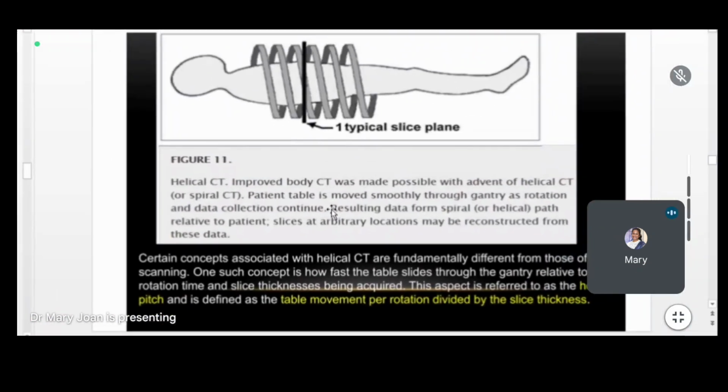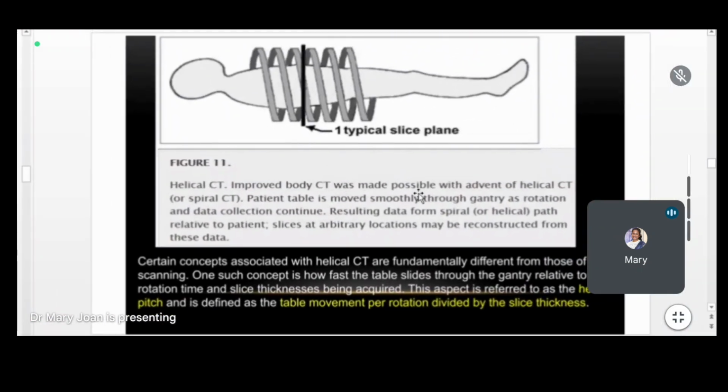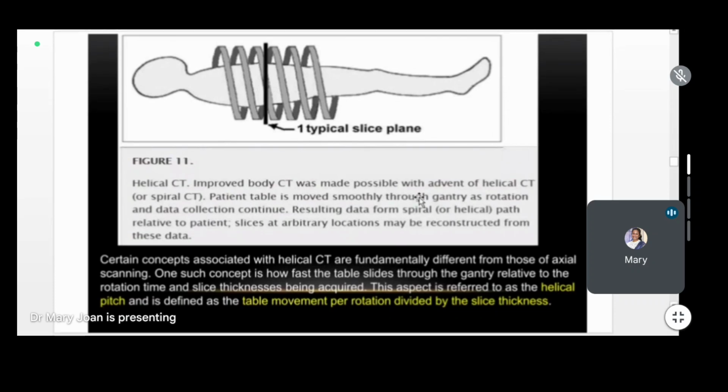In helical CT, improved body CT was made possible with the advent of helical CT. The patient table is moved smoothly through the gantry as rotation and data collection continue. From the resulting data of the spiral path relative to the patient, slices at arbitrary locations may be reconstructed.